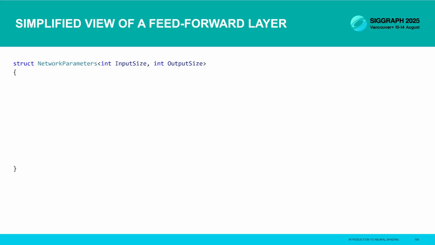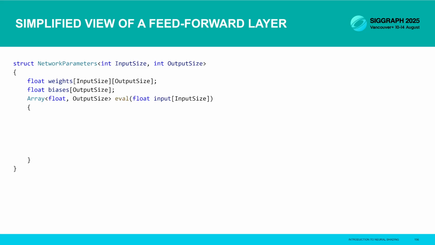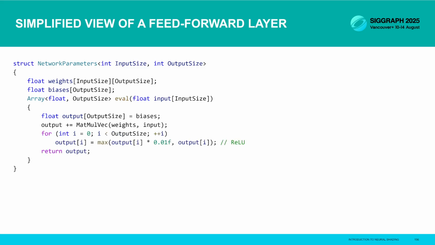To put this in code, we will first define the arrays to hold the network weights and biases. Next, we define the eval method, which takes an input array. The output is initialized to the biases. And then we add a vector resulting from the matrix vector multiply to the output for the weighted sum part. And finally, we apply the activation function to each output and return.